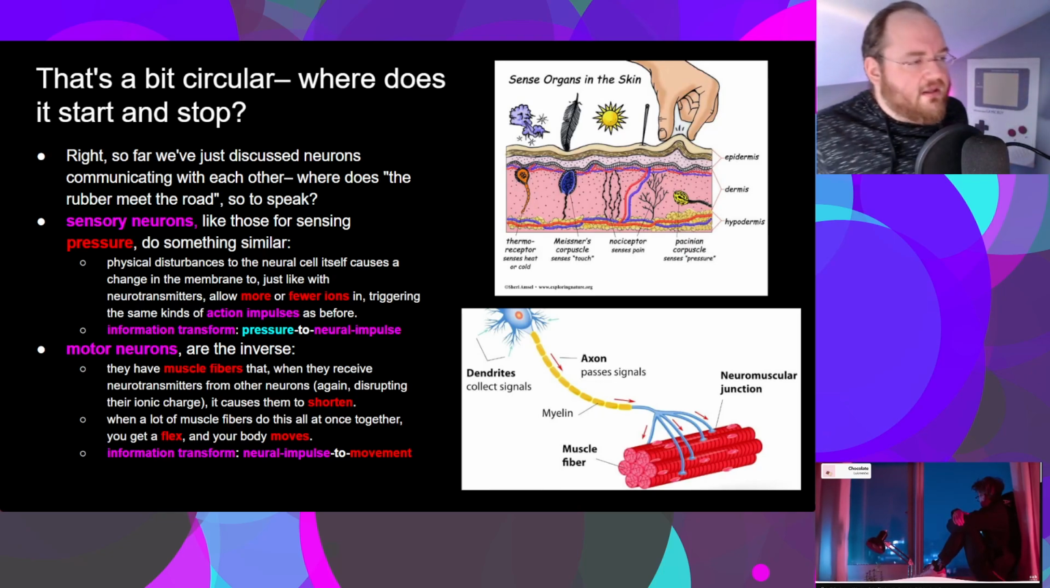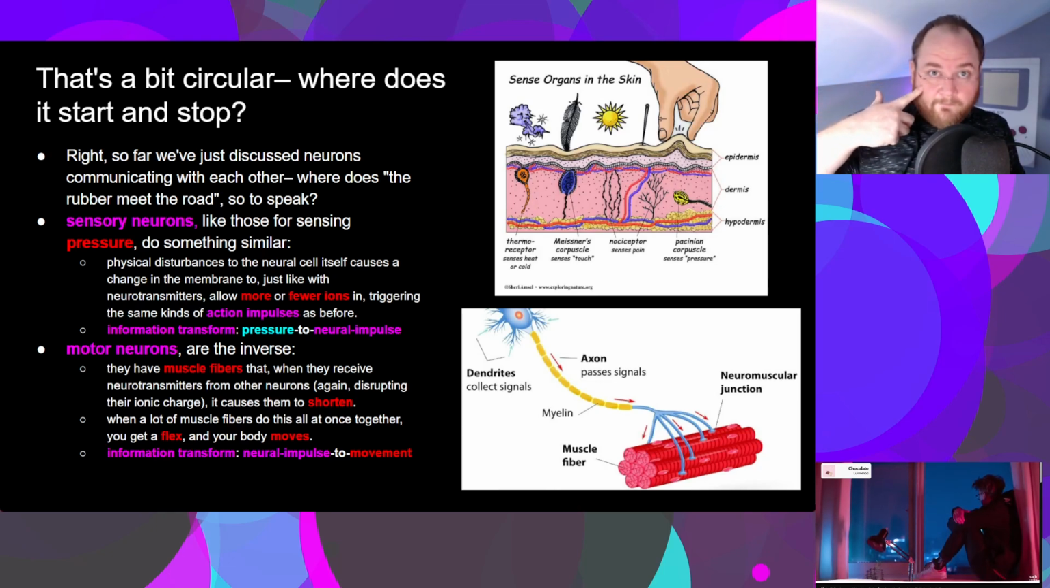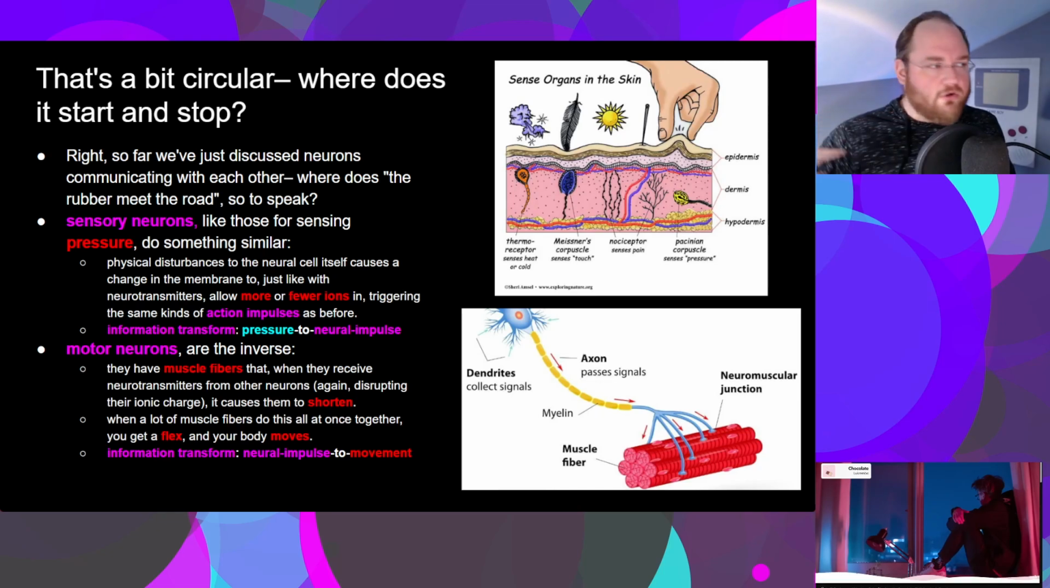So we have two other types of systems or neurons, sensors. Sensory neurons, like, for example, feeling pressure. Touch your face or something. Touch it, press it right now.